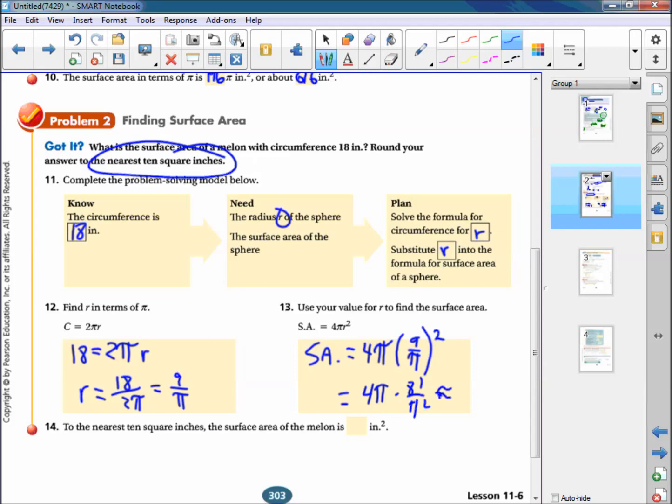So we can just type on our calculator at this point, and we're going to get about 103.13, so forth. And that's going to round to 100. Okay, this 3 is not going to make that 0 get 1 bigger. So the rounding to the nearest 10 square inches is actually rounding to that second spot to the left of the decimal. Okay, so we're going to end up with 100 inches squared for the surface area of the melon.